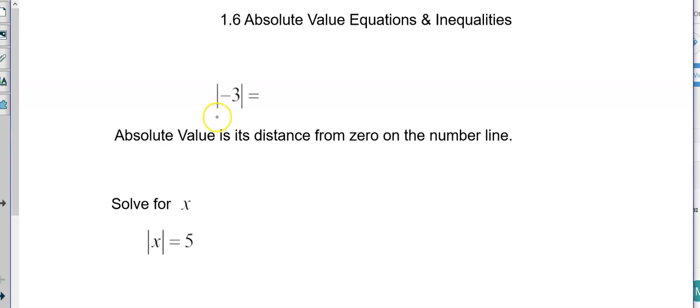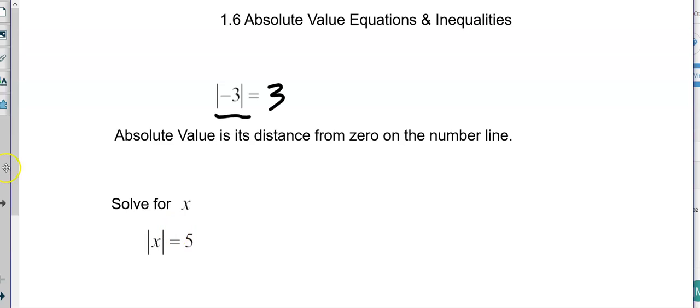Okay, so when you look at this problem here, absolute value of -3, you probably know the answer is 3, right? You've seen absolute value before. Absolute value makes whatever the sum is inside of there positive. Whatever's inside of there, the total would be positive. So it's the distance from the number.